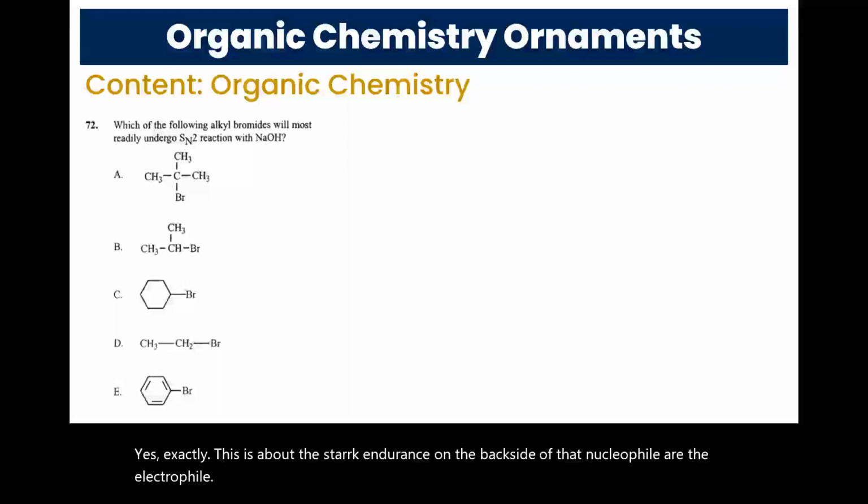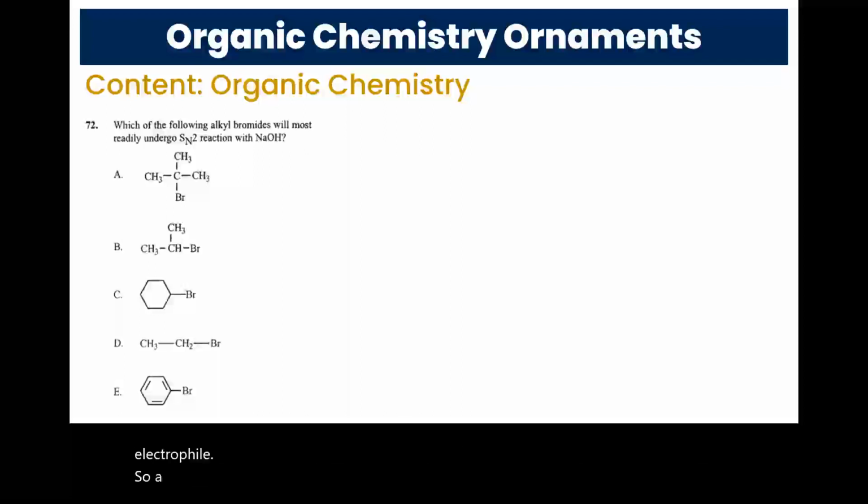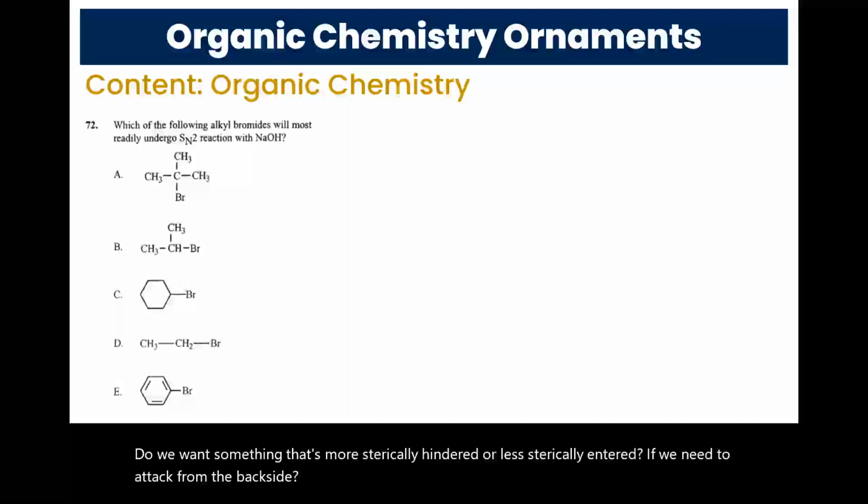So AA, what were you saying? Sorry, it's been a long time since I took organic chemistry, so I don't really remember. But all I remember is the mechanism, which is backside attack. But I'm not sure which one. What would the answer be? Looking into like primary carbon. So do we want something that's more sterically hindered or less sterically hindered if we need to attack from the backside? Less sterically hindered.